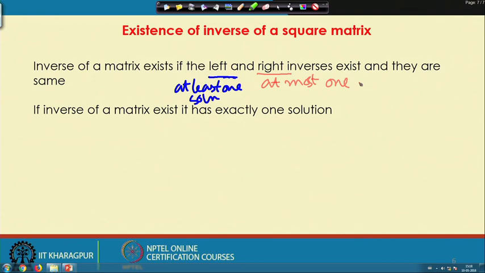However, in the cases with rectangular matrices with a left inverse existing, we should get at least one solution. We may get many solutions if the matrix is a rectangular one. Similarly, we can get at most one solution if a right inverse exists, which means that the B vector will lie in the column space.